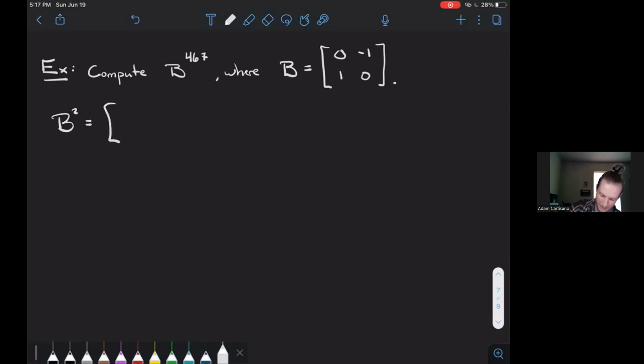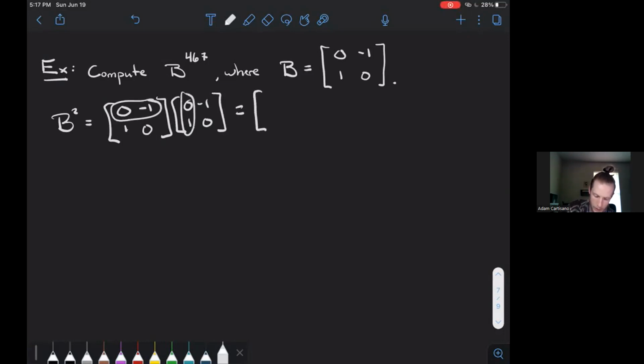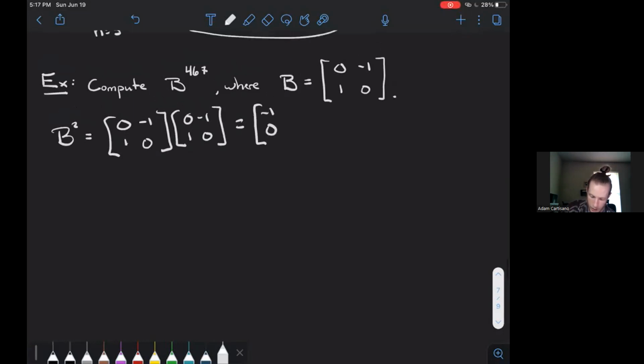Okay, b squared is this: [0, -1; 1, 0] times [0, -1; 1, 0]. It's a 2 by 2 matrix, so the output will also be 2 by 2. We do rows of the first one times columns of the second. When we multiply these, we get minus 1, and then beneath it will be 0, and to the right will be 0, and then the last one will be this column times this row, so minus 1 again. That's interesting. That's a scalar matrix, right?